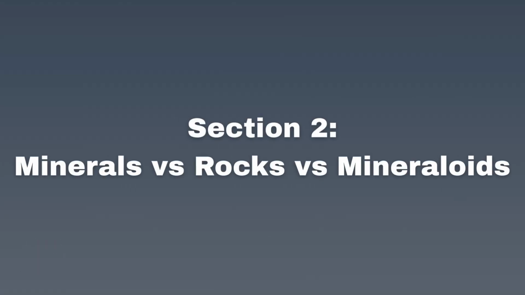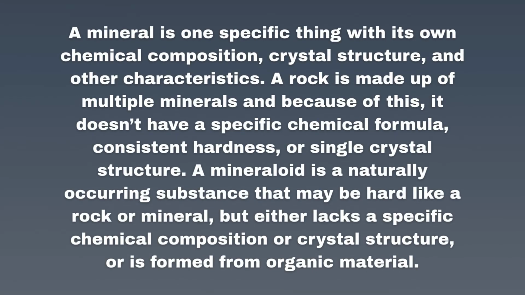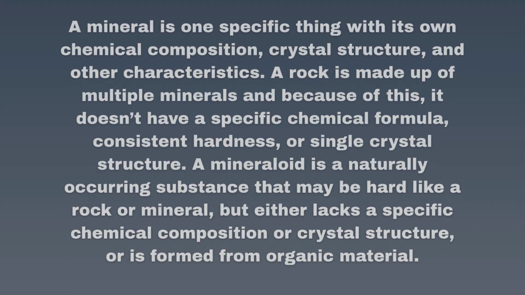Section 2. Minerals versus rocks versus mineraloids. A mineral is one specific thing with its own chemical composition, crystal structure, and other characteristics. A rock is made up of multiple minerals, and because of this, it doesn't have a specific chemical formula, consistent hardness, or single crystal structure. A mineraloid is a naturally occurring substance that may be hard like a rock or mineral, but lacks either a specific chemical composition or crystal structure, or is formed from organic material.